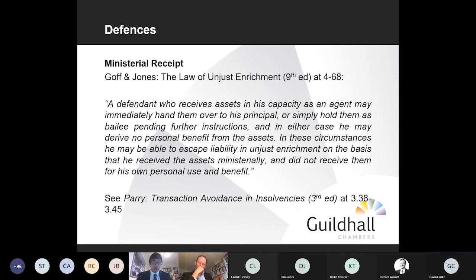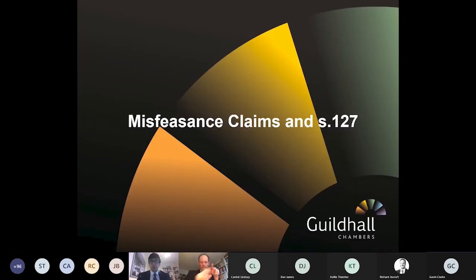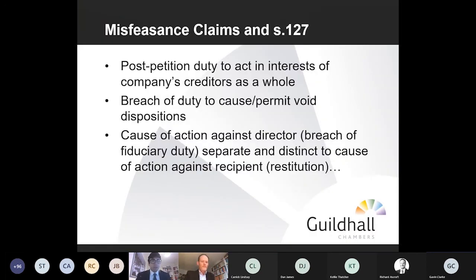I'm conscious that takes us up to 10 o'clock. If you indulge us for 5 more minutes, there was one last matter that we wanted to touch upon very briefly, which I think it is worth considering, which is the interplay between misfeasance claims under section 212 of the Insolvency Act and claims against recipients of void dispositions under section 127. And I think, Ed, you were going to briefly touch upon the interplay between those two.